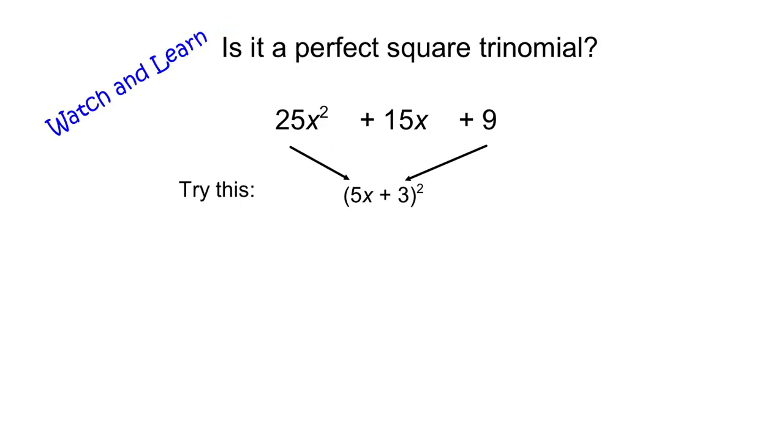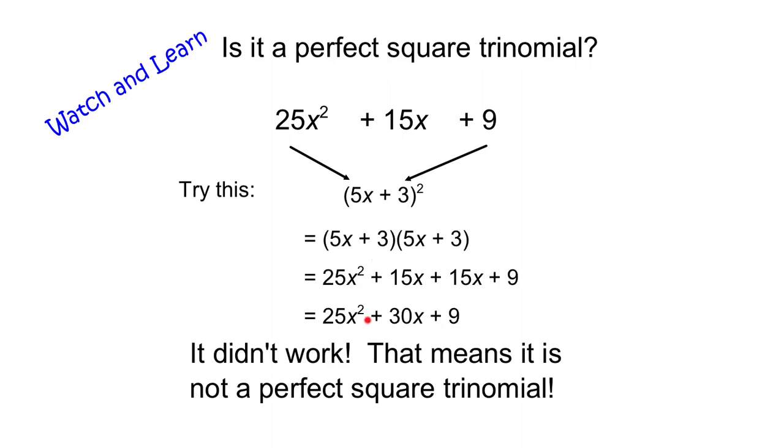So here's a different example. Same question, is it a perfect square trinomial? 25x squared plus 15x plus 9. Let's test it. The square root of 25x squared is 5x. The square root of 9 is 3. Square that, see what you get. Well, when I do it, I get this answer, and that's not the same as above, so it didn't work. It's not a perfect square trinomial.